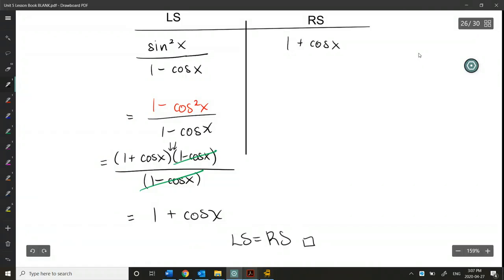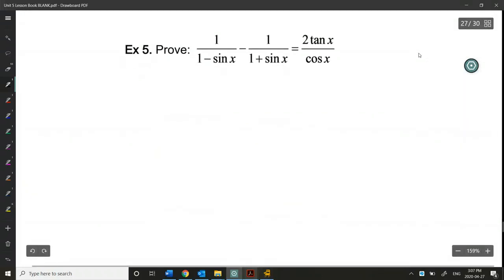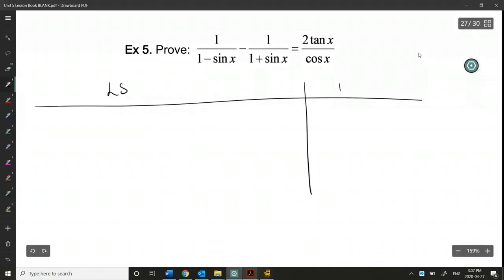Okay, so remember, you can cancel things as long as there's multiplication in between them. When you have individual terms that are being added or subtracted, don't cancel individual pieces of those terms. Okay, let's try one more. This time we're going to set up our left side and our right side.